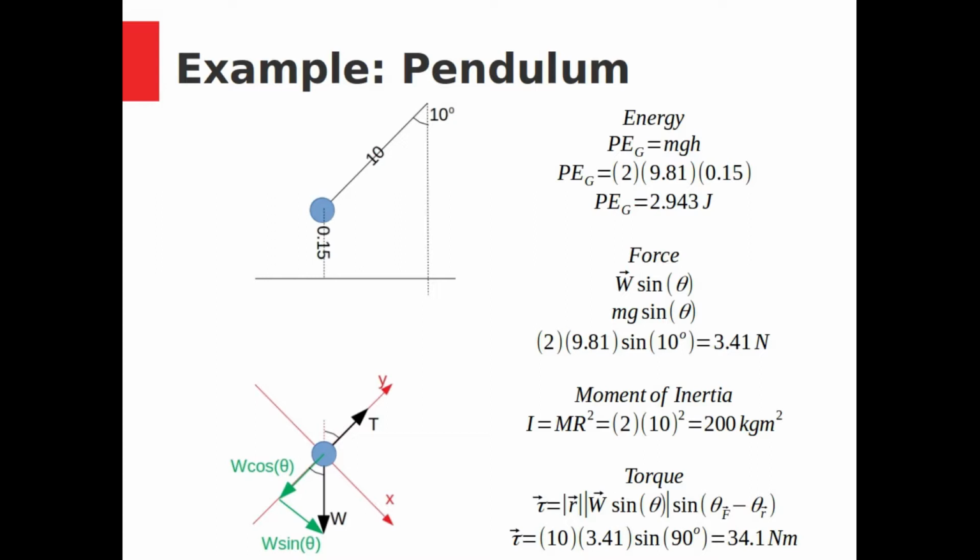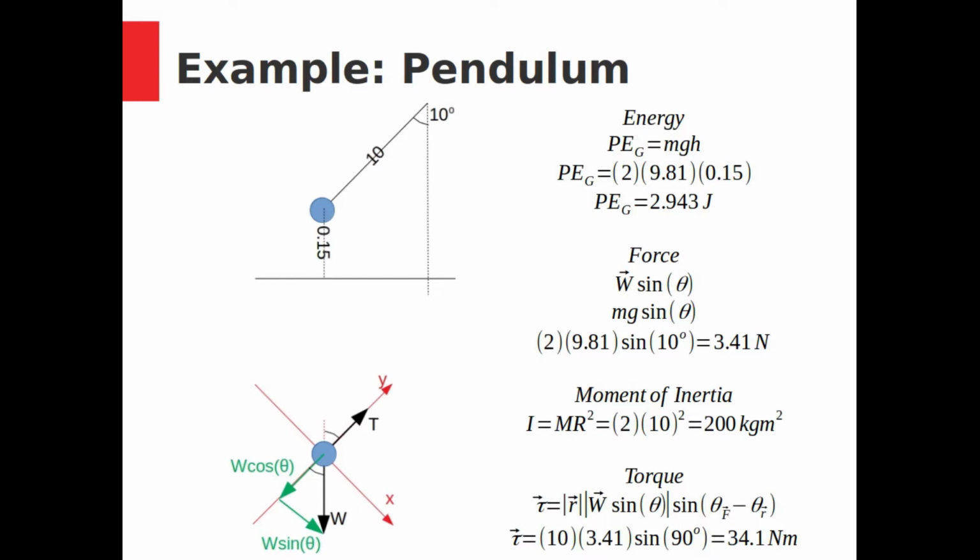We'll set the axes so that the y-axis is aligned with the tension. The weight force then needs to be broken into its components. The component in the y direction will balance out the tension, while the component in the x direction will pull the pendulum to the bottom of the arc. That's the equilibrium position. So the x component of weight is the restoring force in this case.